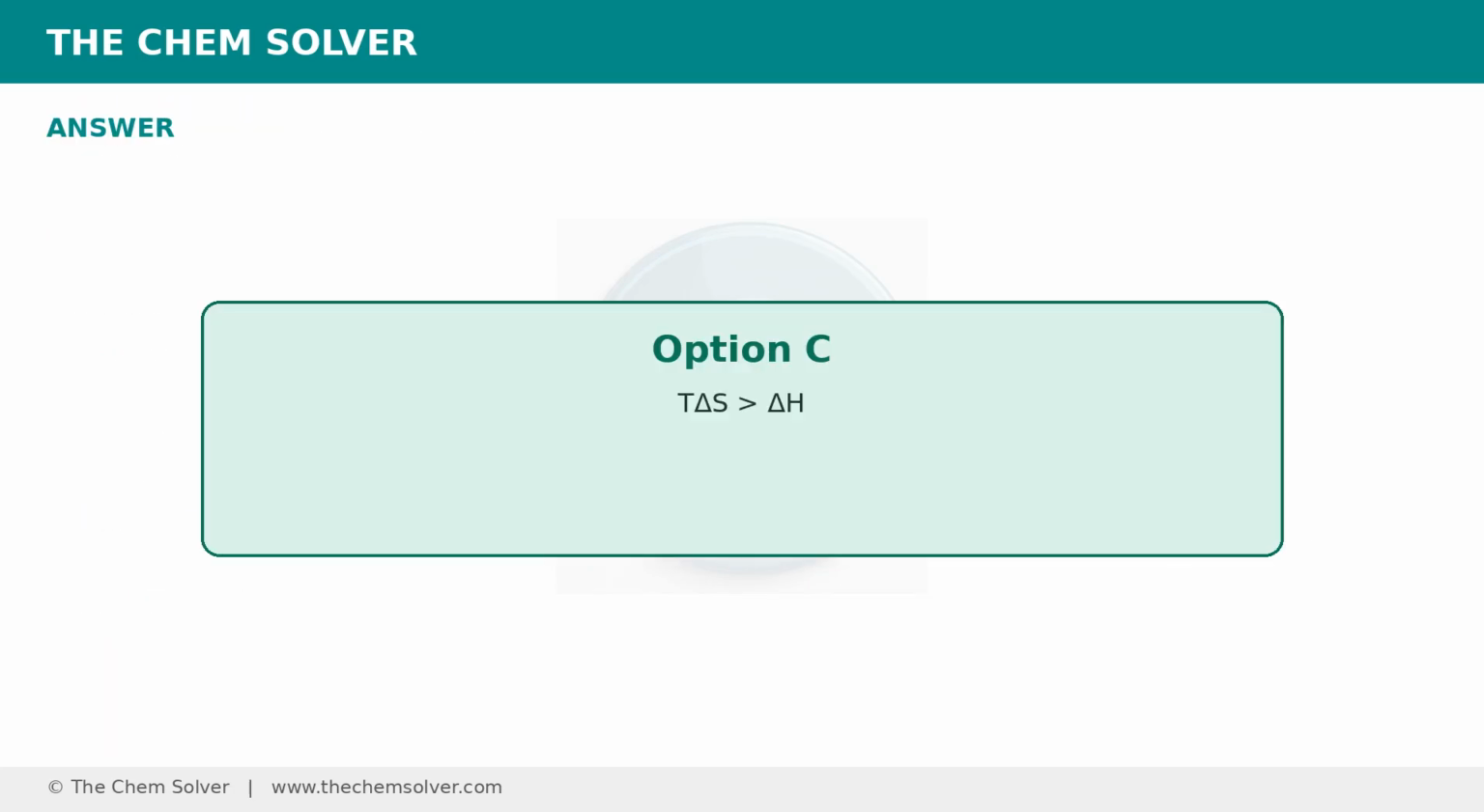The correct answer is option C, T delta S greater than delta H.